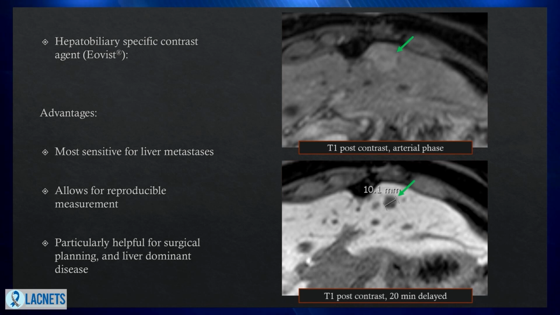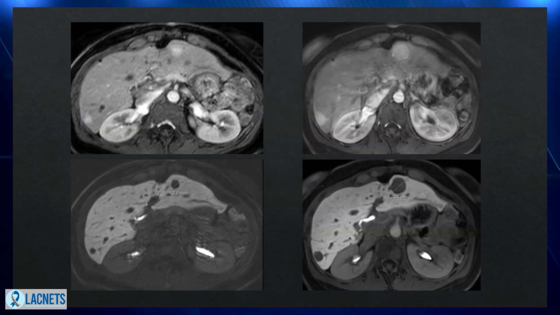And so here we have this metastasis that we're pointing out by this green arrow. On the arterial phase, we sometimes have a blush around the lesion that makes it look a little bigger. But on the hepatobiliary phase, on the delayed phase with EOVIST, we can accurately measure liver metastases. And so this is particularly helpful for liver dominant disease. If we want to follow up with time, we'll be able to follow up with reproducible measurements, or for surgical planning.